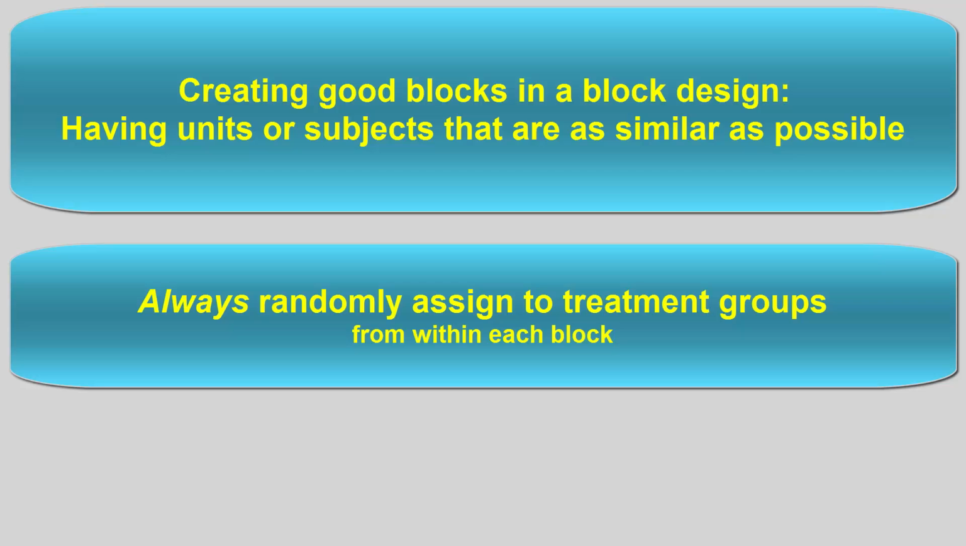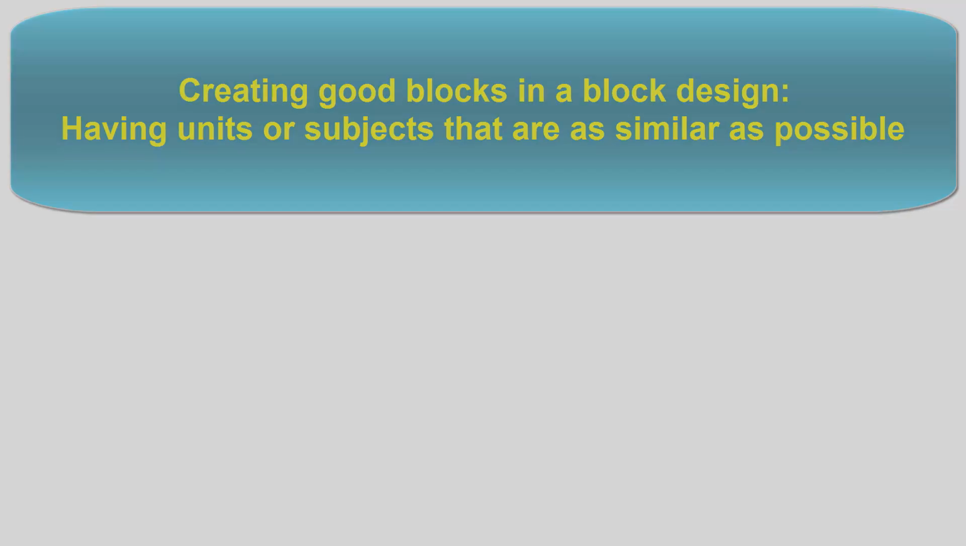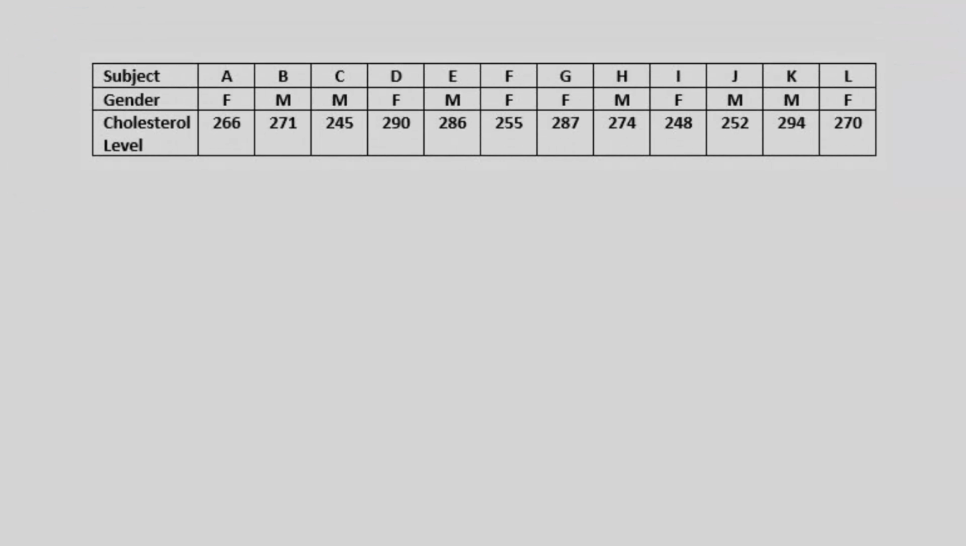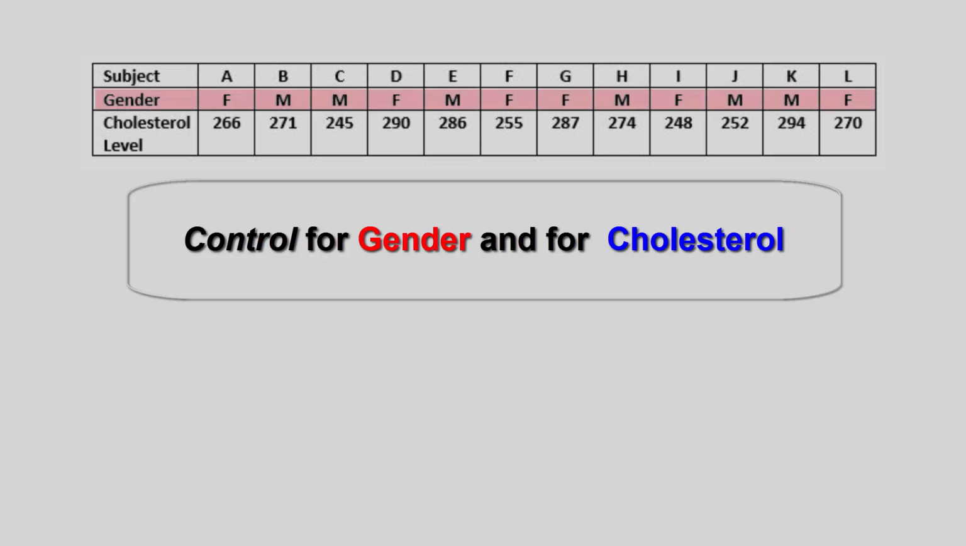All we're going to do here is discuss the most appropriate ways to form the blocks of similar units or subjects. We have this group of subjects for an experiment to determine if a new drug is better than an old drug for reducing cholesterol in patients with high cholesterol. We feel it's important to control for gender and for the degree of high cholesterol. Suggest the most appropriate block design.